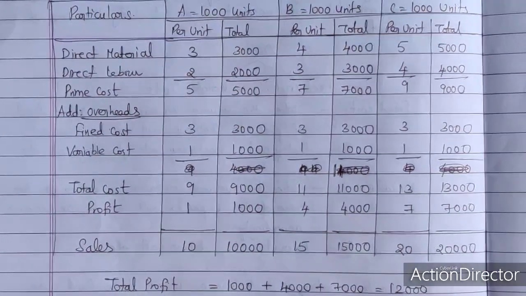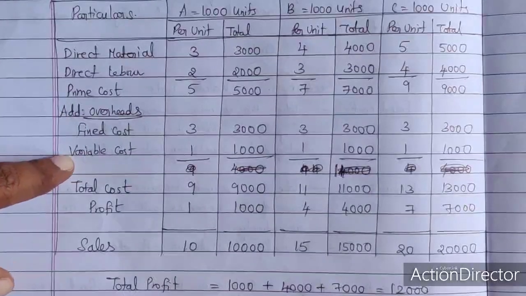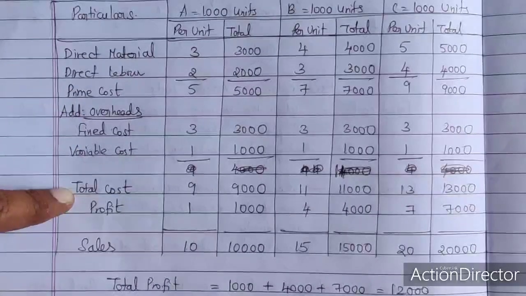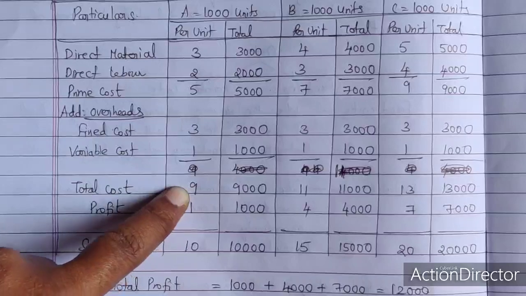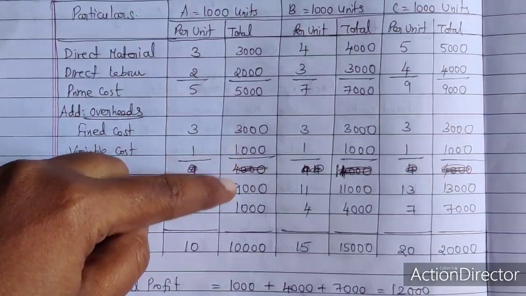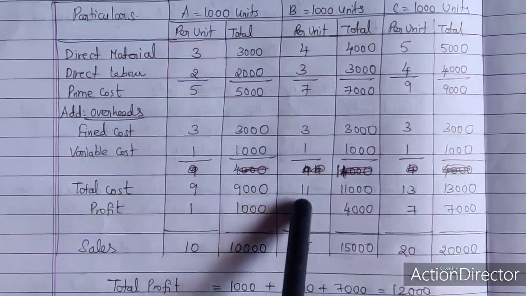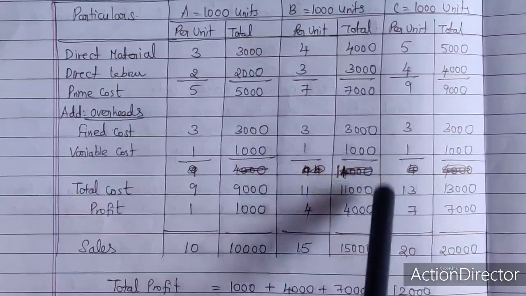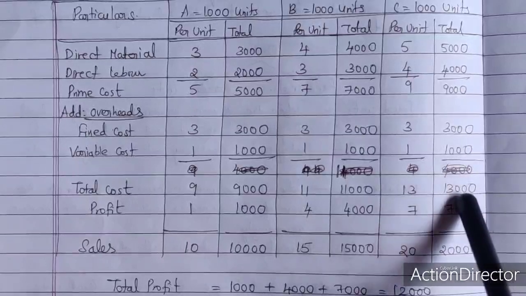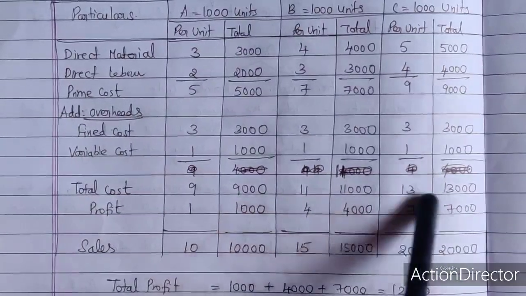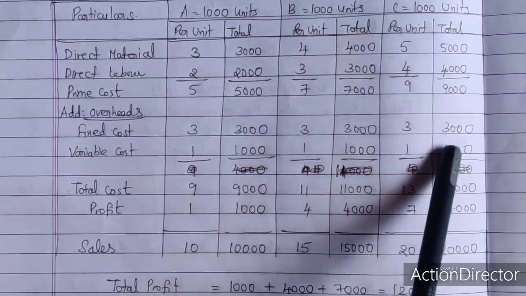So we have to add all these things, that is the prime cost, fixed overheads and variable overheads, to get the total cost. So this is 5 plus 3 plus 1, which is equal to 9. 5000 plus 3000 plus 1000 is equal to 9000. 7, 3, 1 is equal to 11, so 7000, 3000, 1000 is equal to 11,000. 9, 3, 1 is 13, so 13,000. Like that we have to find out the total cost for product A, product B and product C.